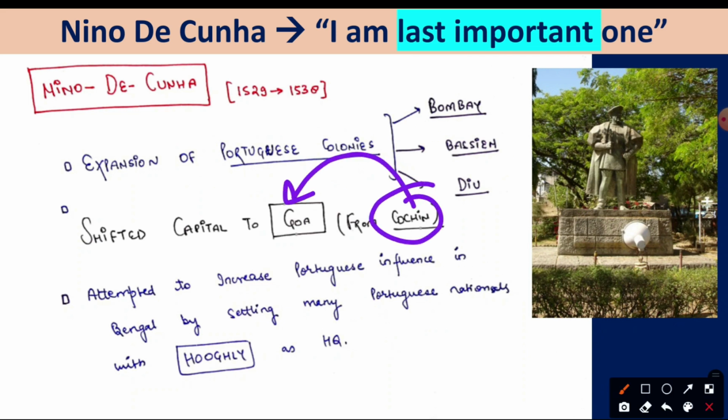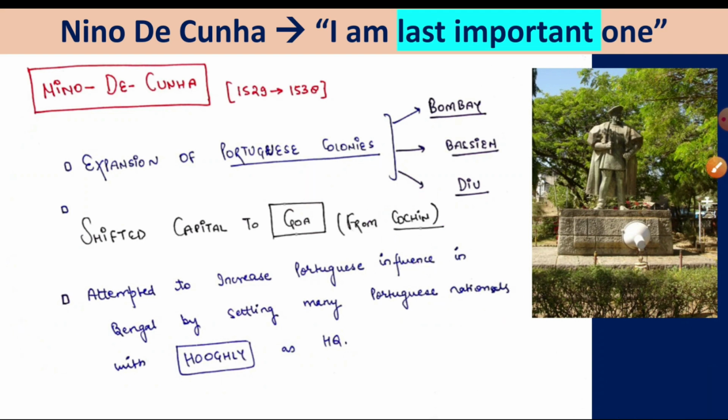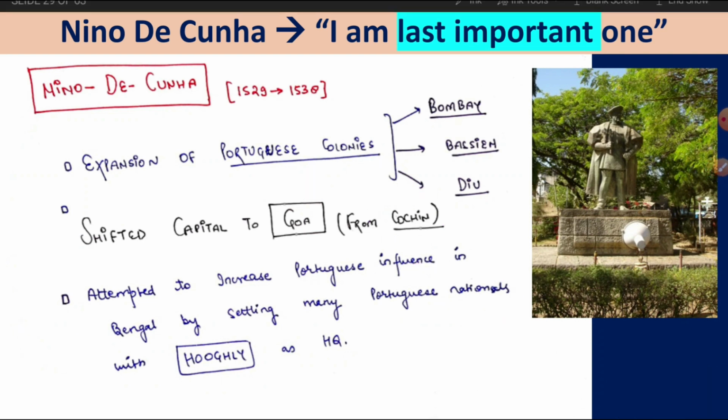So Goa was captured by the second one, the real founder, right, from the ruler of Bijapur. Then the capital shifted from Cochin to Goa under Nino da Cunha, right? And he attempted to expand Portuguese influence in Bengal by settling many Portuguese nationals with Hooghly as the headquarters. So a lot of human resource he sent to Kolkata, Hooghly.